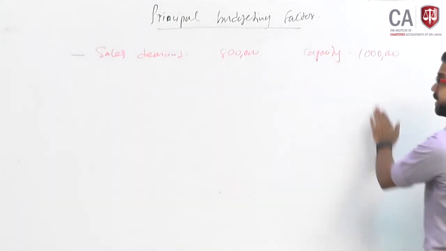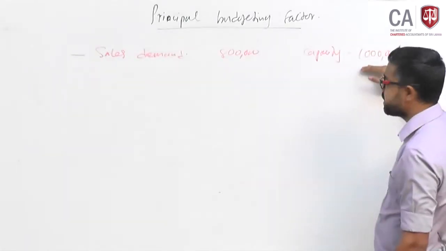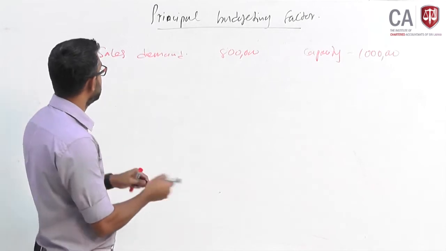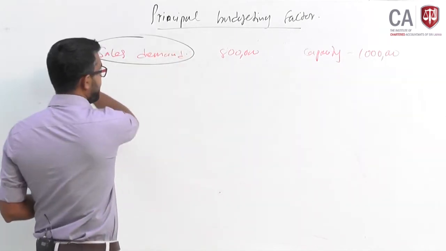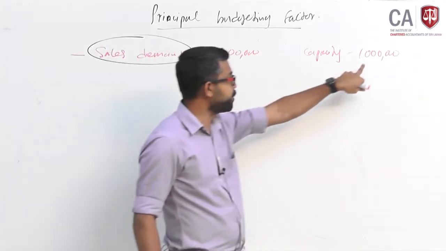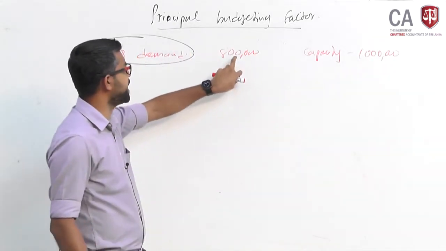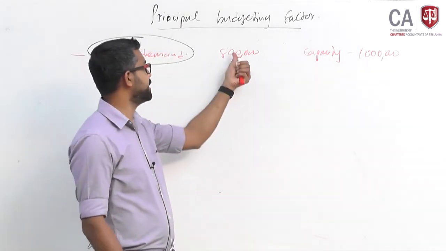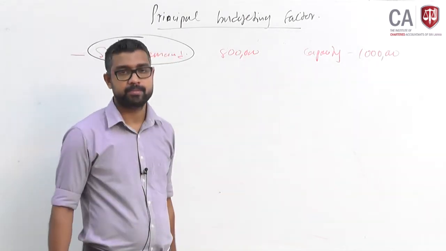You can't budget for this capacity. මේ වෙලාවේ principal budgeting factor is what? Sales demand. මෙන්න principal factor එක. So you have to focus on this figure. Even though you can produce 1 million, no point. You can maximum sell how much? 800,000. So the principal budgeting factor, the limiting factor, is this.